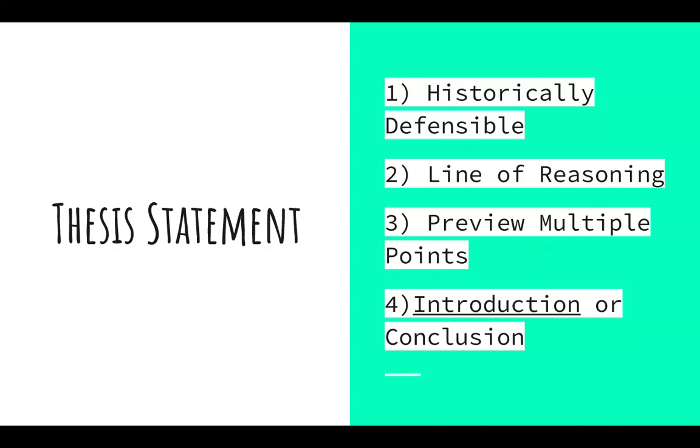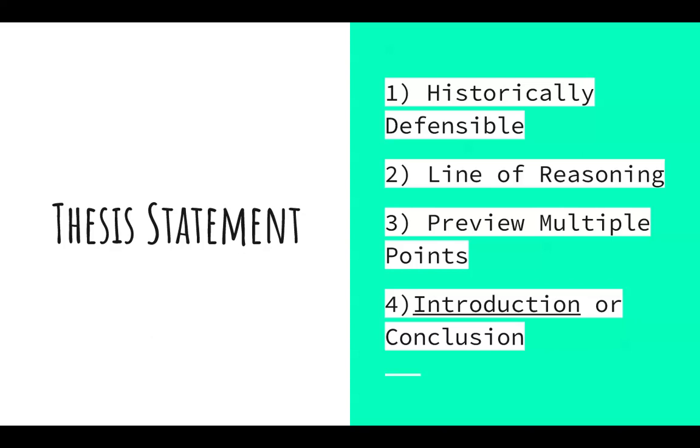Your thesis statement has to be, one, historically defensible. So you have to be saying something that's true, something that you can back up with evidence. Second, you've got to use a line of reasoning, all right? And so how do we do that? How do we make sure we have an actual line of reasoning? We do that with the third point.